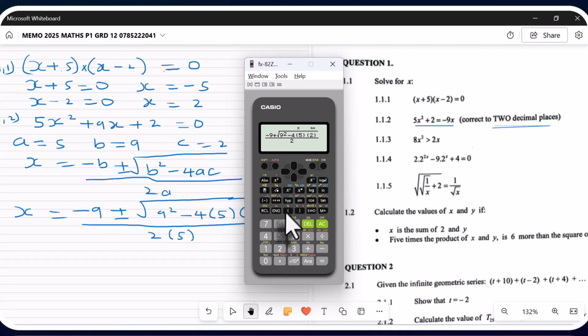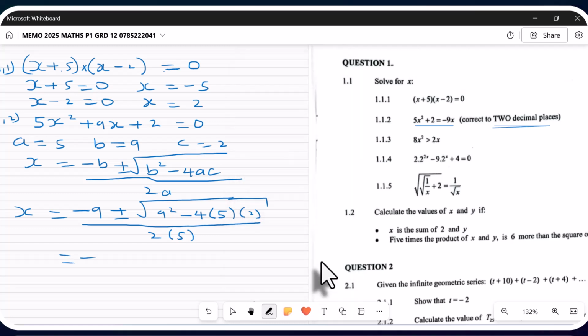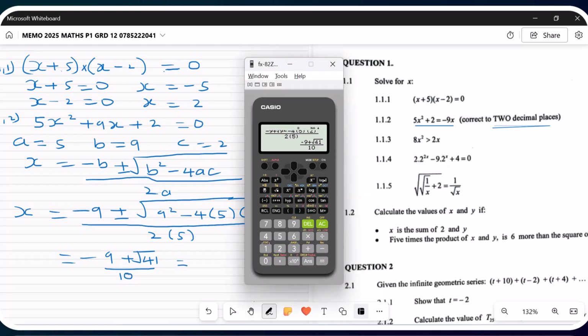Our a is 5 here, and so we're getting negative 9 plus root 41 over 10. So our x is negative 9 plus root 41 divided by 10. But because they said give your answer to two decimal places, you press the SD button here. When we do so, you see we are getting negative 0.26.